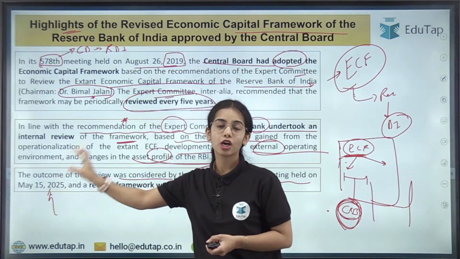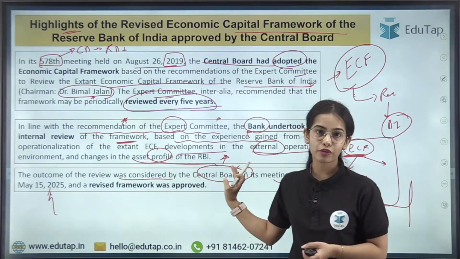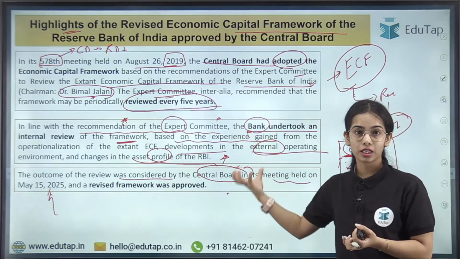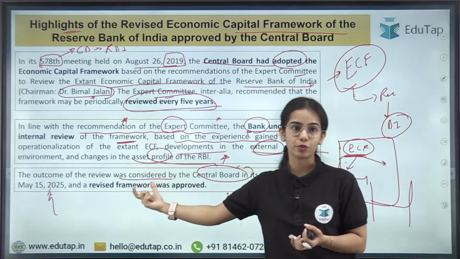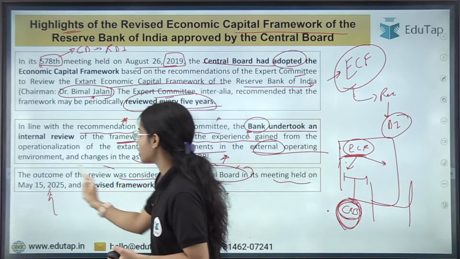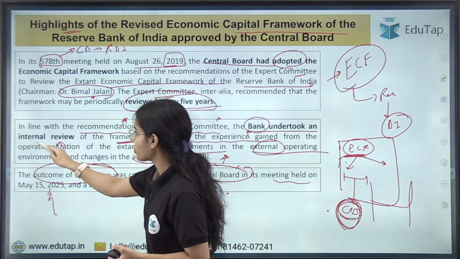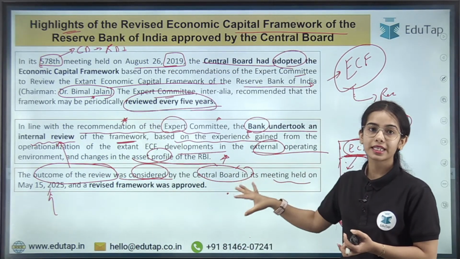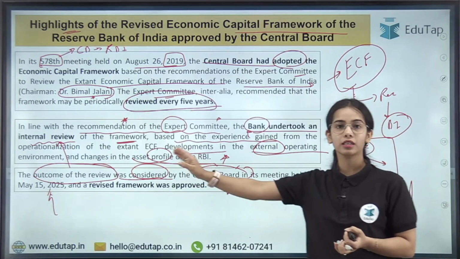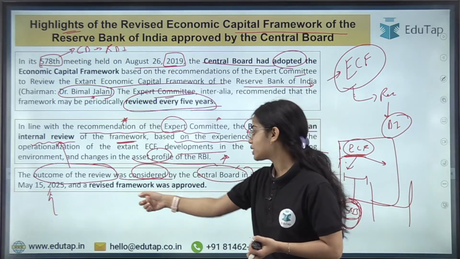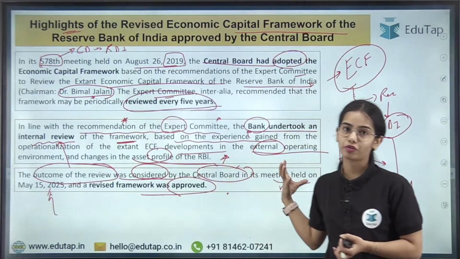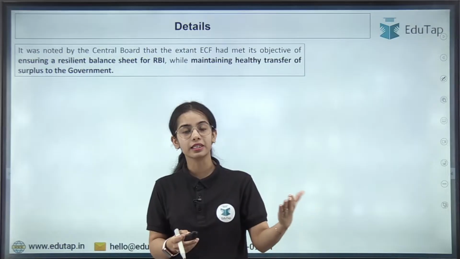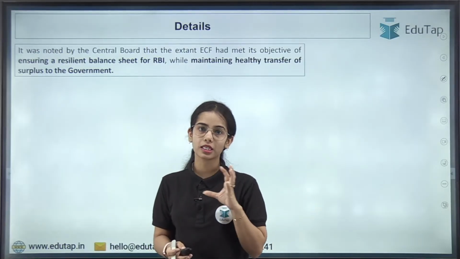So recently a meeting was held of the Central Board of the Reserve Bank of India, in which consideration was given regarding the review. The outcome of the internal review was considered in the Central Board meeting held on May 15, 2025, and the revised framework was approved by the Central Board of the Reserve Bank of India. So the internal review was recently undertaken and the Central Board approved it.